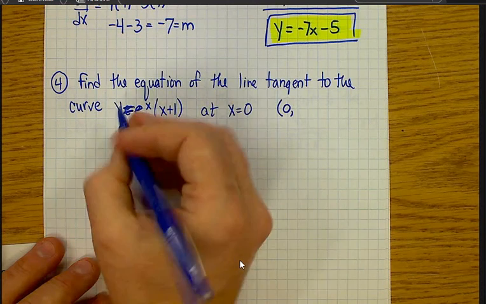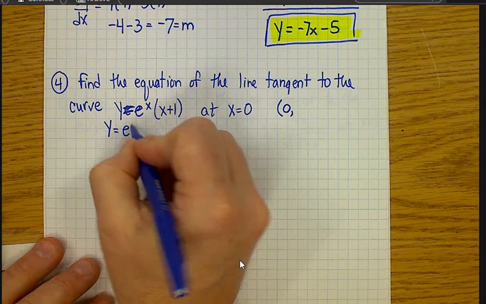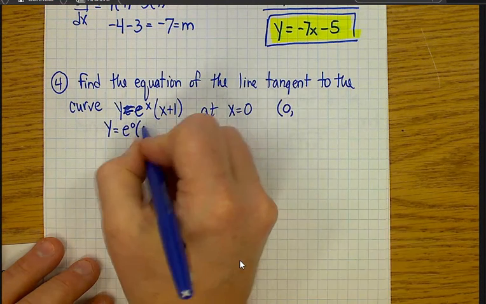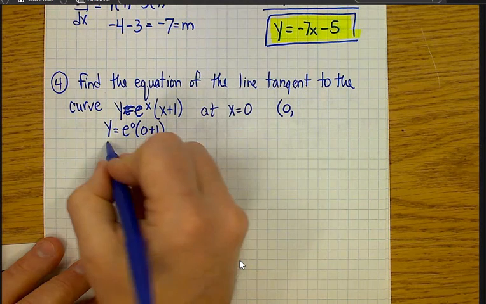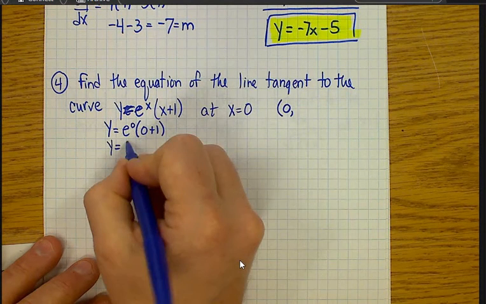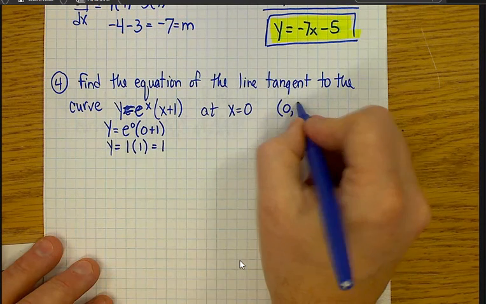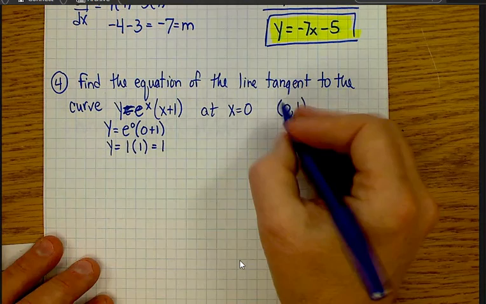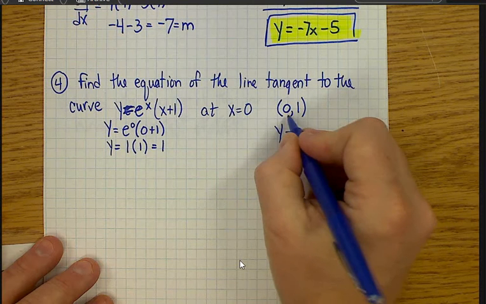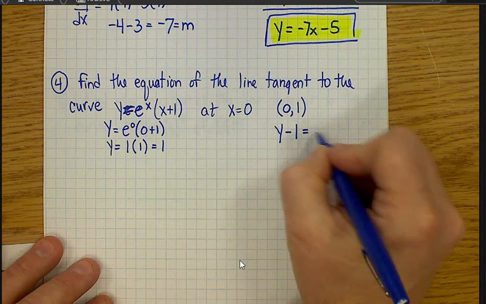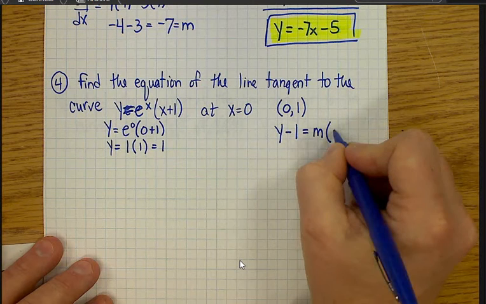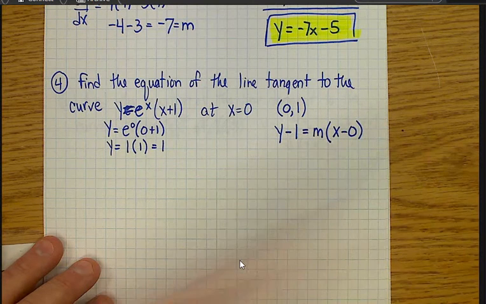So y is going to equal e to the 0 times 0 plus 1. Well, e to the 0 is 1 times 1. So I'm going to get 1. So that's going to be the point of tangency, which means y minus the y coordinate, which is 1, equals my slope, which I'll find out in a second, times x minus 0. So that's where we are so far.